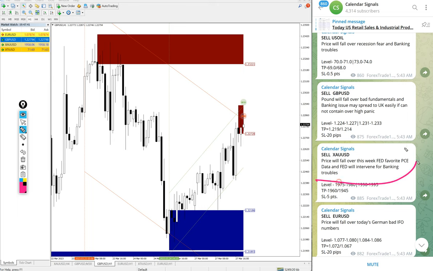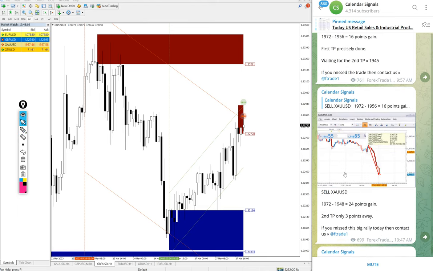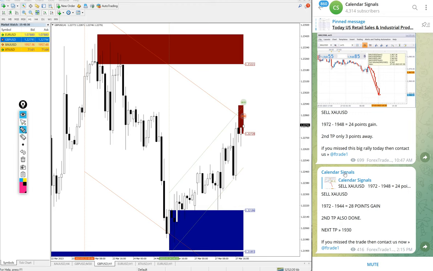Like for example, for sell gold, the reason is given here. Price will fall over this week with the Fed's favorite PCE data, and PCE will intervene for banking troubles. We predict the price of gold will fall over this data. And as we predicted, today gold performed well and made 28 points, from 1972 to 1944. 28 points gain on gold.